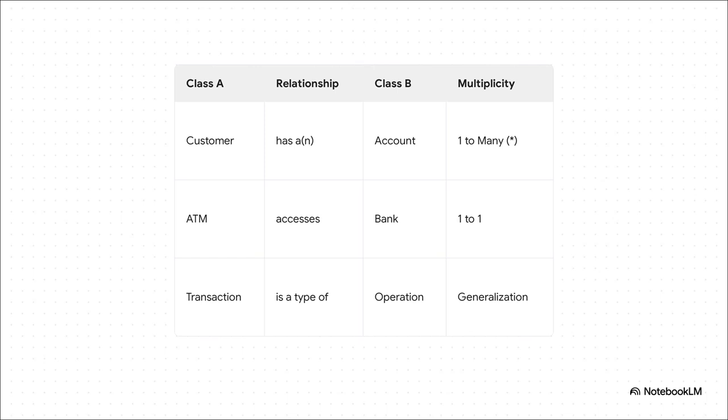But here's where the real power comes in. It's not just about the individual boxes. It's about the lines that connect them. This table shows us exactly that. We could draw a line from a customer class to an account class and label it to show that one customer can have many accounts. This structural map is absolutely crucial for the developers who are going to build this thing.